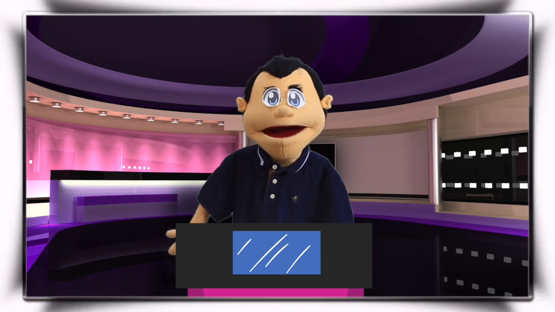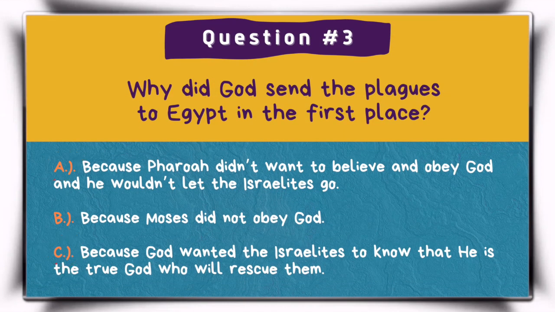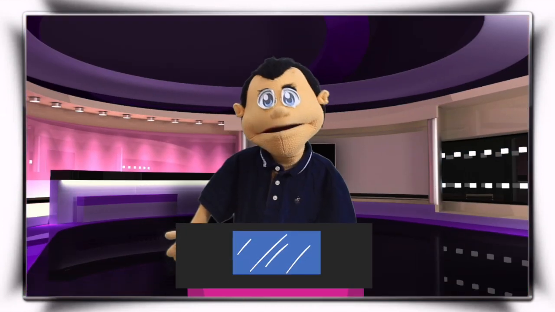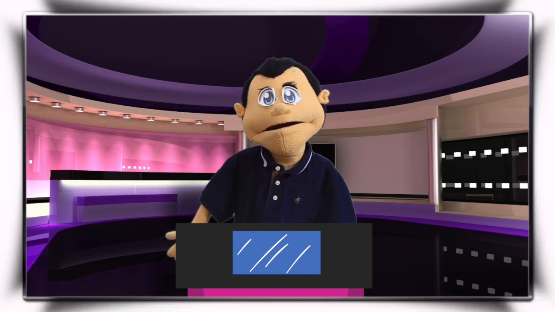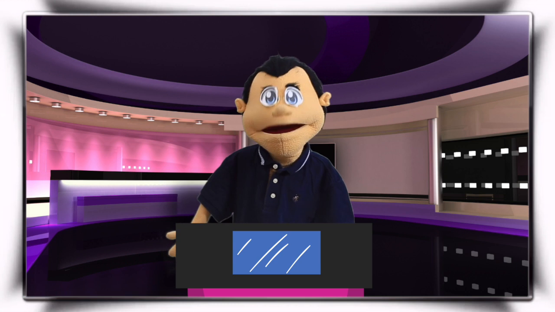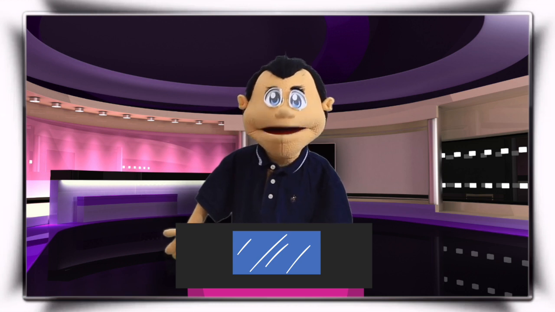This one is tricky. The correct answers are actually A and C. God sent the plagues because Pharaoh didn't want to obey God, because Pharaoh didn't believe in him. God also sent the plagues to show the Israelites that he's the one true God who will rescue them.